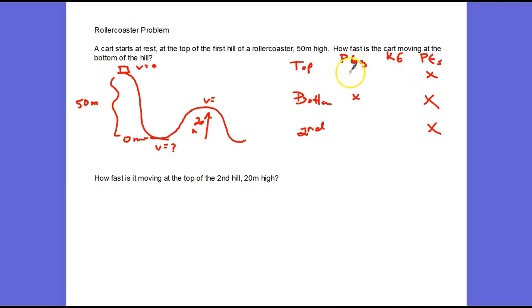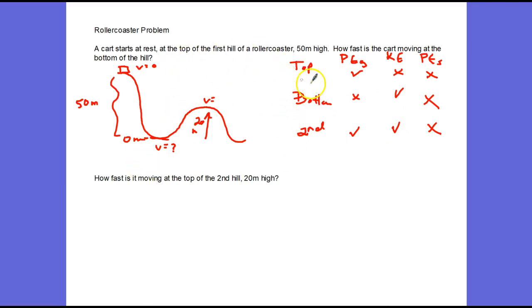Wait a minute, I didn't do the top. At the top, there is gravitational potential energy. It's stationary, so there's no kinetic. At the bottom, we call that a 0 height, and so there's no gravitational potential energy. It is moving, and so there is kinetic energy. At the second hill, it's not at the bottom anymore, so it does have gravitational potential energy, and it's moving, so it has kinetic energy.